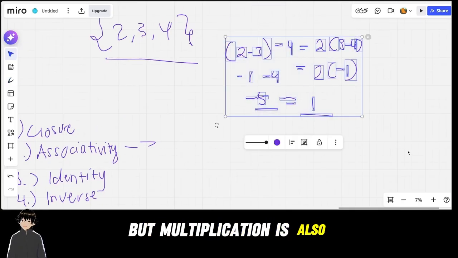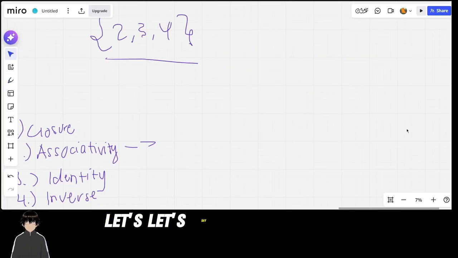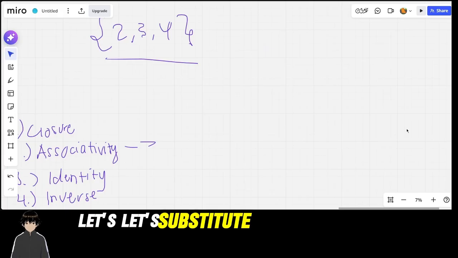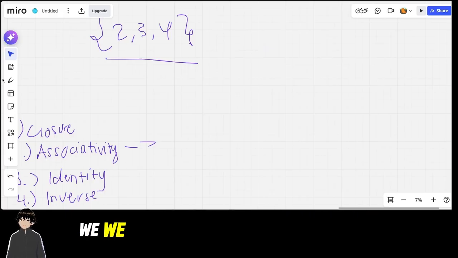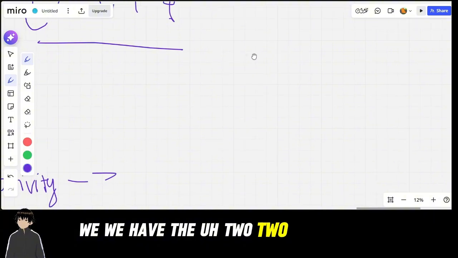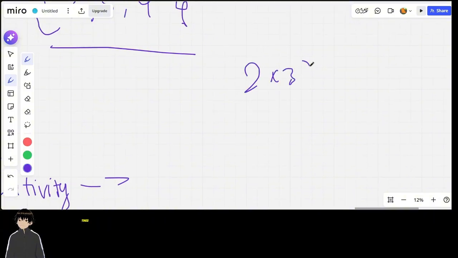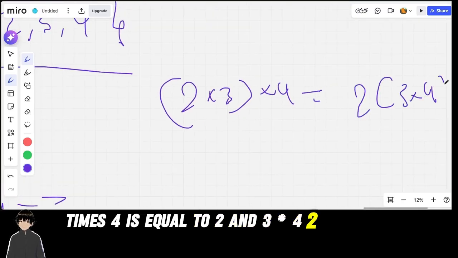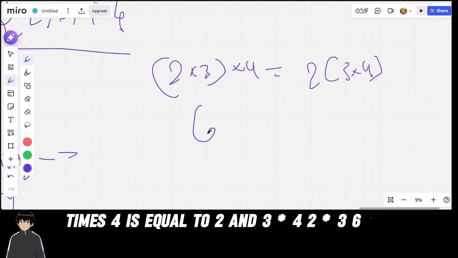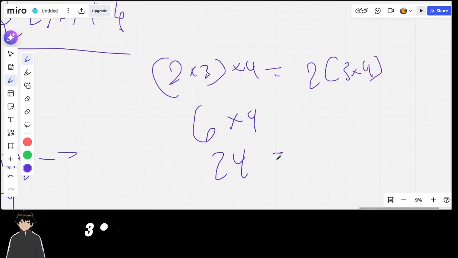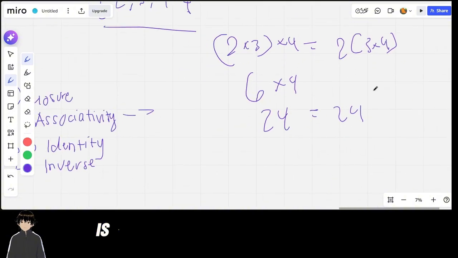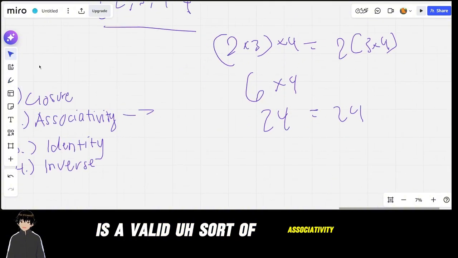But let's substitute the operations for multiplication. We have 2 times 3 times 4. 2 times 3 is 6, times 4 is 24. On the other side, 3 times 4 is 12, times 2 is 24. So multiplication is a valid sort of associativity.